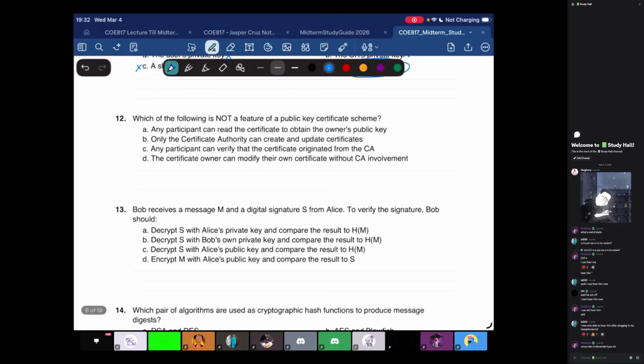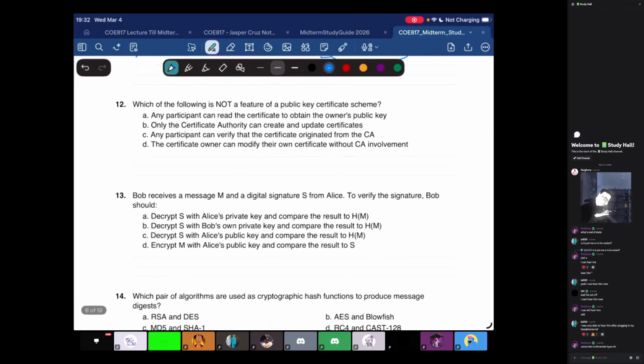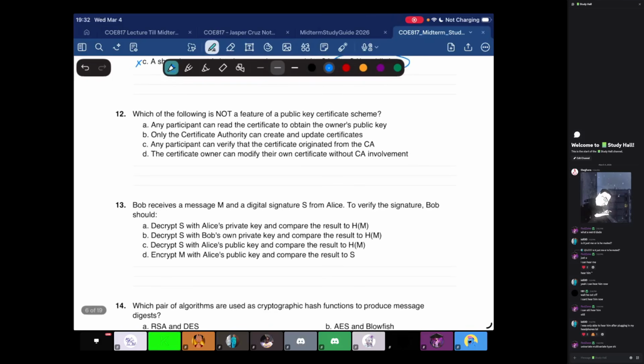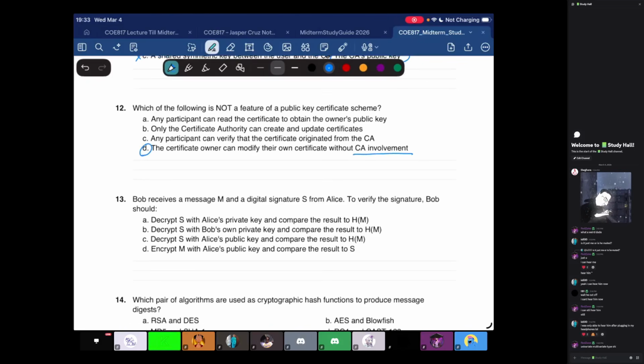Okay. Which of the following is not a feature of the public key certificate scheme? Any participant can read the certificate to obtain the owner's public key. This is not true. I'll just read through. The public key certificate scheme verifies that certificates are issued and updated by the CA, but you don't need the CA's involvement when you want to communicate with them directly. So here the answer would be D.